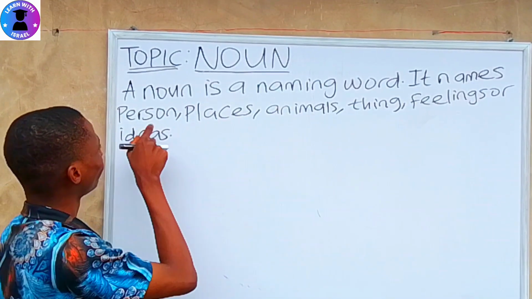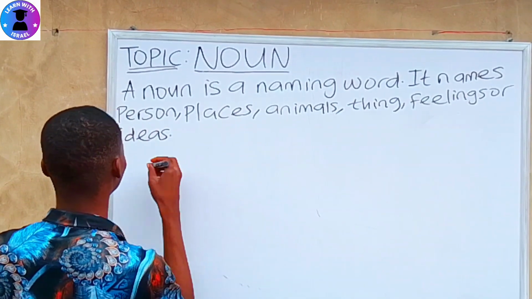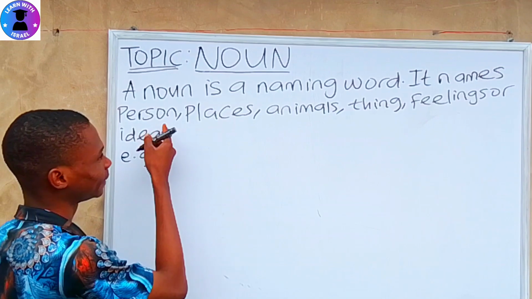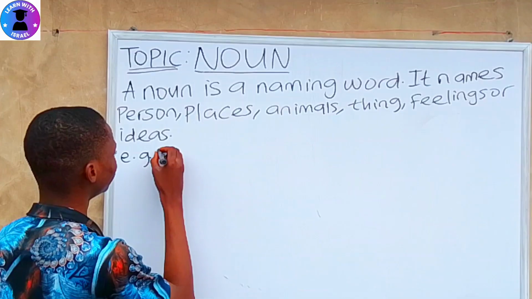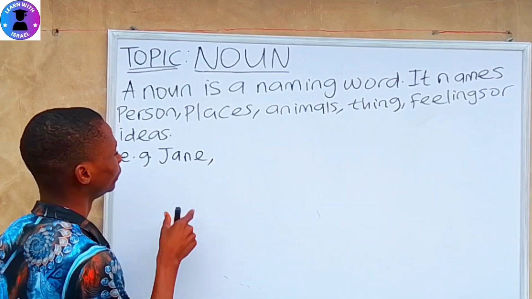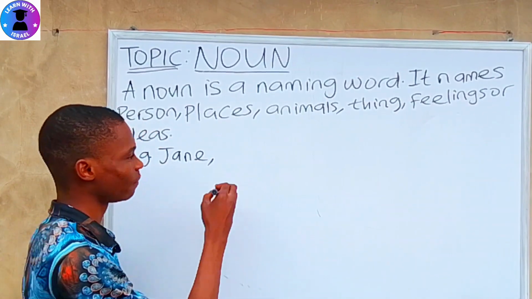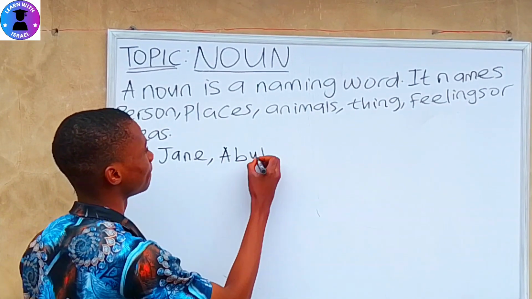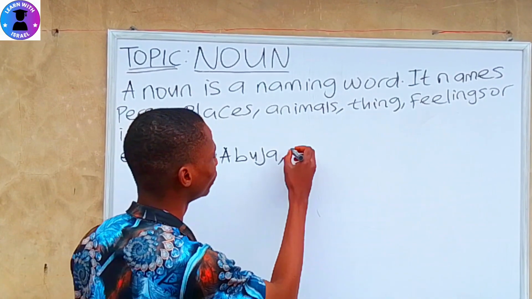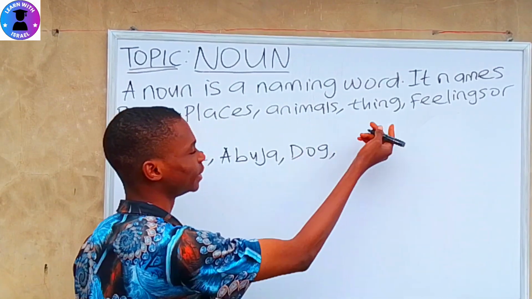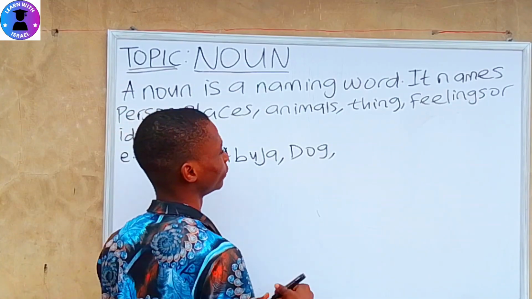So let me give an example of each of the following that a noun names, starting from person. A noun names person. For example, we have Jake, Jane. Jane is a name of a person. For places, we have Abuja. For animals, we have kangaroo, we have dog. For thing, we have marker. For example, marker is a thing.